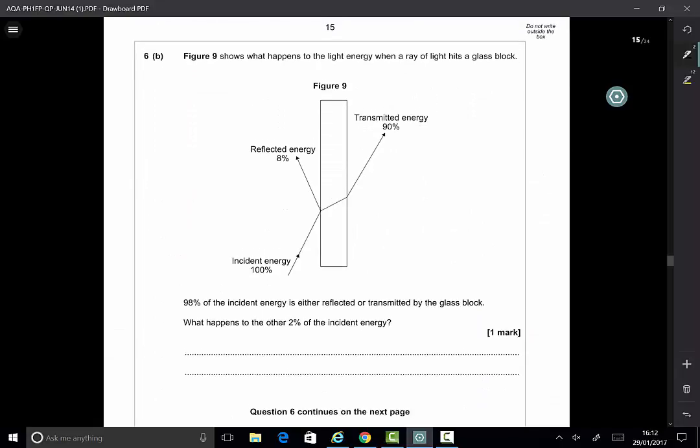Okay. Figure 9 shows what happens to the light energy when a ray of light hits a glass block. We've got 100% coming in, incident, just going in. 8% is reflected. 90% is transmitted, that means passes out the other side. So 98% is either reflected or transmitted. What happens to the other 2% of the energy? So it's not coming off that way, it's not coming out this way, it's got to be staying inside the block. The fancy word for that is absorbed.